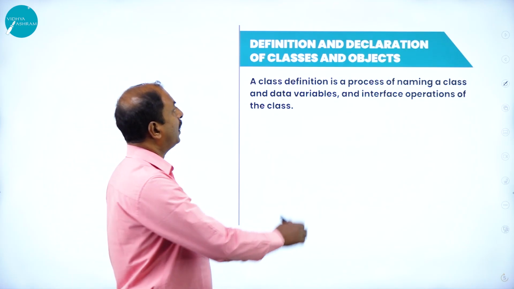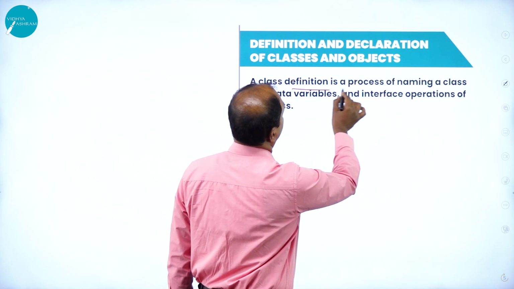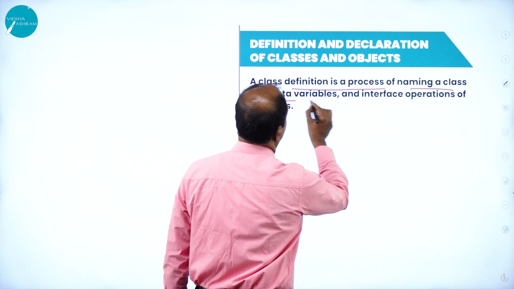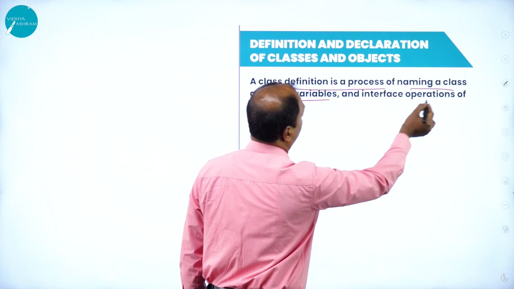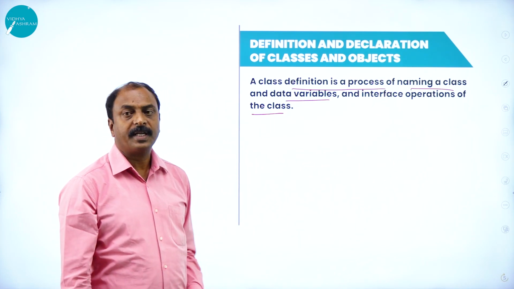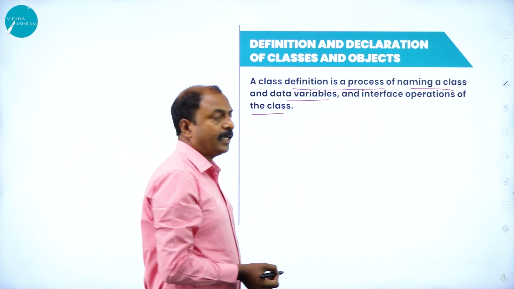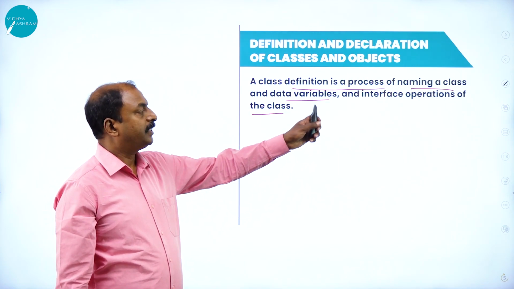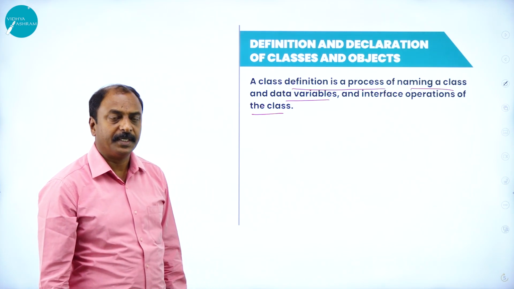Now let us see how to define a class. A class definition is the process of naming a class and its data variables and interface operations of the class. It is nothing but a process of naming a class, along with its data members or member data, and the member functions which are going to operate on member data.